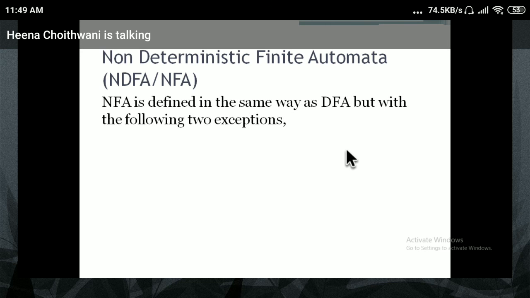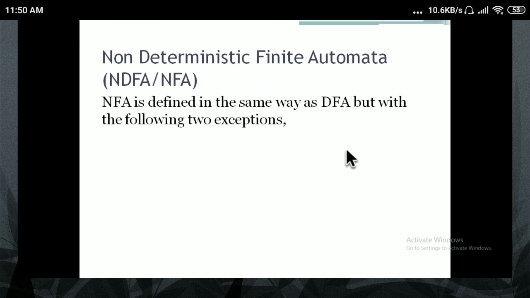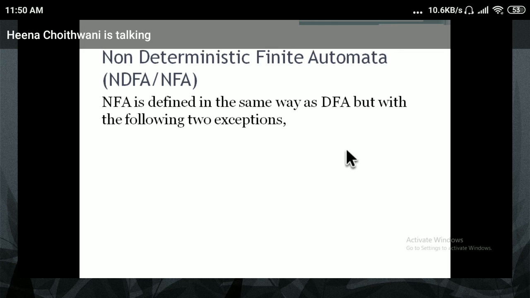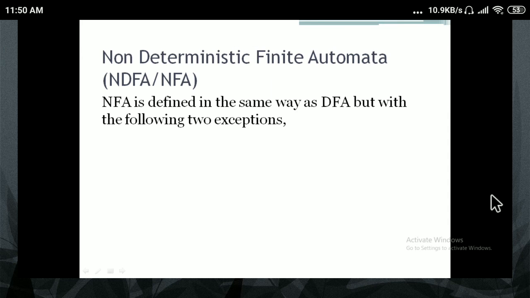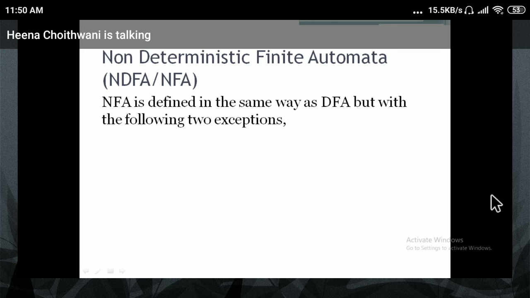So non-deterministic finite automata, in short we say NFA or NDFA, is defined in the same way as the DFA, but with the following two exceptions. We have covered this part in the last session. Anyone remember? Yes, anyone remember? What are those exceptions?